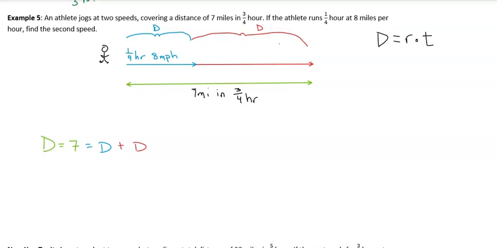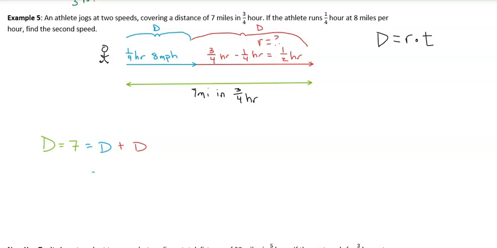Okay, so the time they ran here. So think about that. You've got 3/4 hour minus 1/4 hour. So what's left is they ran for a half an hour at this speed. So we know everything except for the rate here. We don't know the rate, so that's the one thing that's missing.